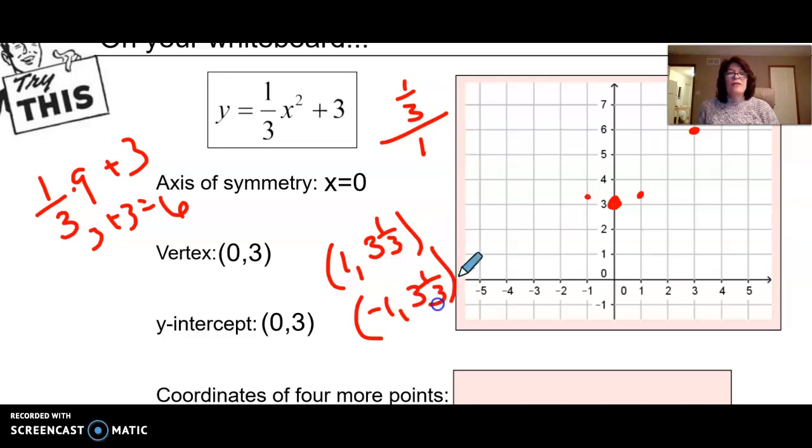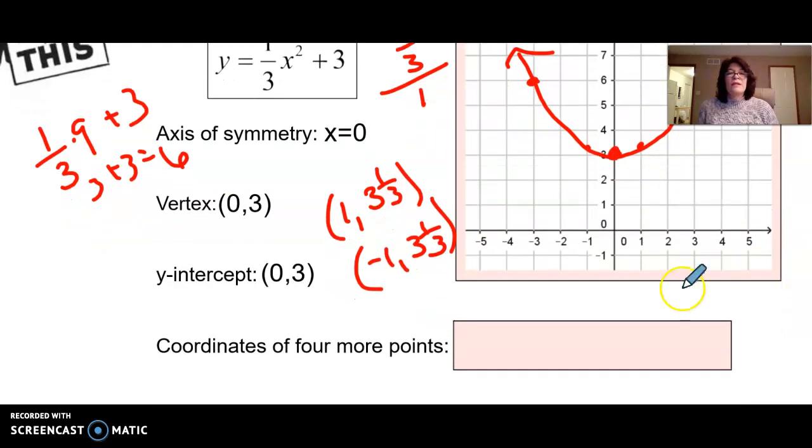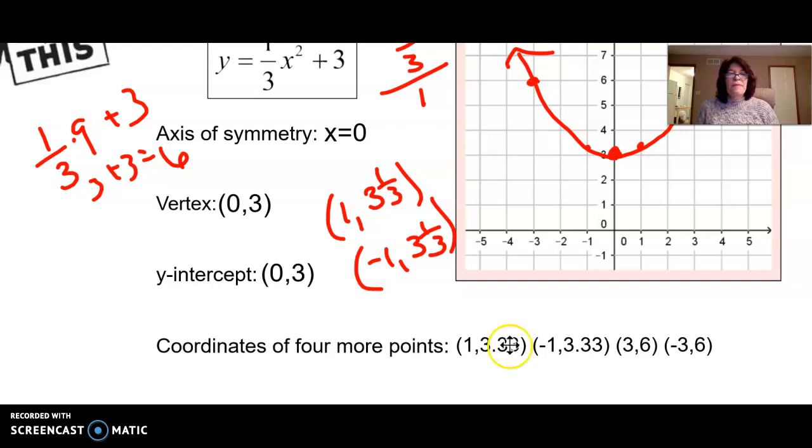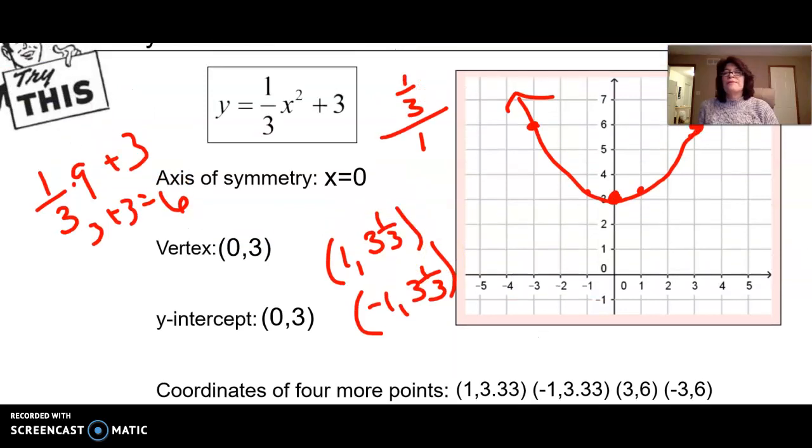-1, 3 and 1/3. And then I can go 3 in the other direction. We knew this was going to be wide. Okay, so our other points, let's make sure they got the same ones. Yep. That's 3 and 1/3, 3, 6, -3, 6. Sorry about that. I rushed through that.